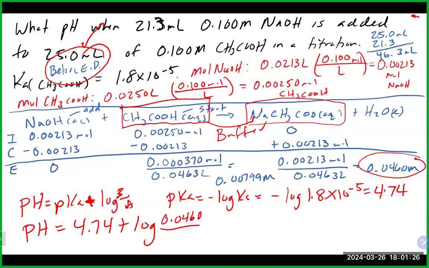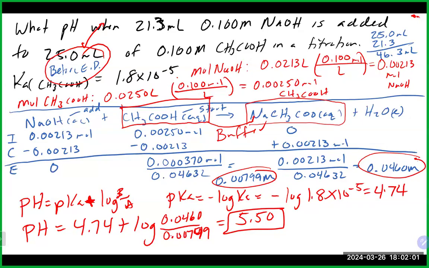0.0460. That is acetic acid on the left there, which definitely should be our acid. I think that's 0.0499 actually. And if we do that there, we will take our base divided by our acid, a log, and add 4.74. Going to give us a pH here of 5.50 in this case.